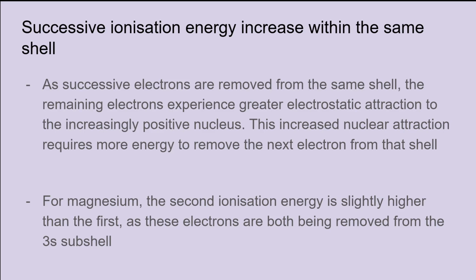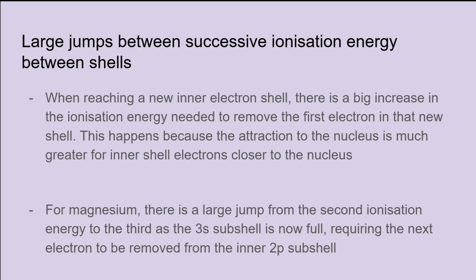And for magnesium, the second ionization energy is slightly higher than the first, as these electrons are both being removed from the 3s subshell. But there are large jumps in successive ionization energy between the shells, and that is because when reaching a new inner electron shell, there is a big increase in the ionization energy needed to remove the first electron in that new shell, and this happens because the attraction to the nucleus is much greater for inner shell electrons closer to the nucleus. So for example, in magnesium, there was a large jump between the second ionization energy and the third, as the 3s subshell is now full, and this requires the next electron to be removed from the inner 2p subshell.